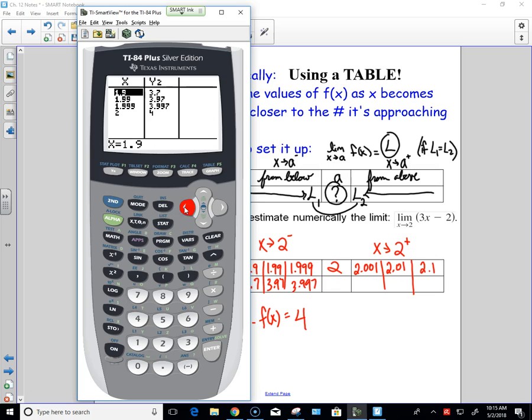Now, go ahead and clear all these out. Now let's come from the other direction. Let's do 2.1.